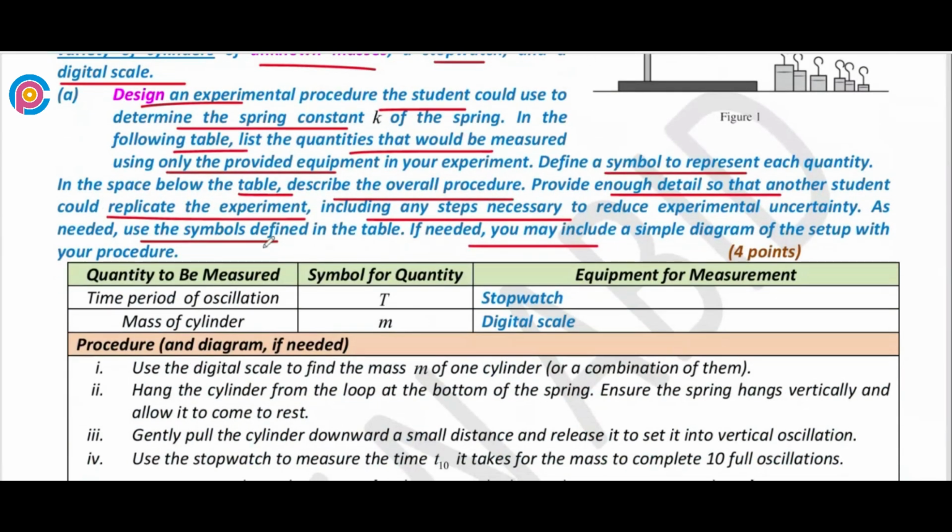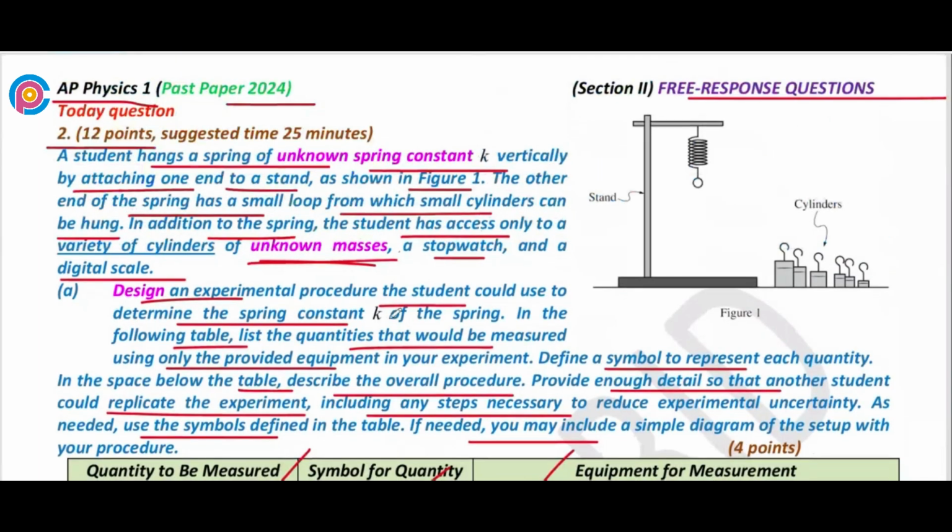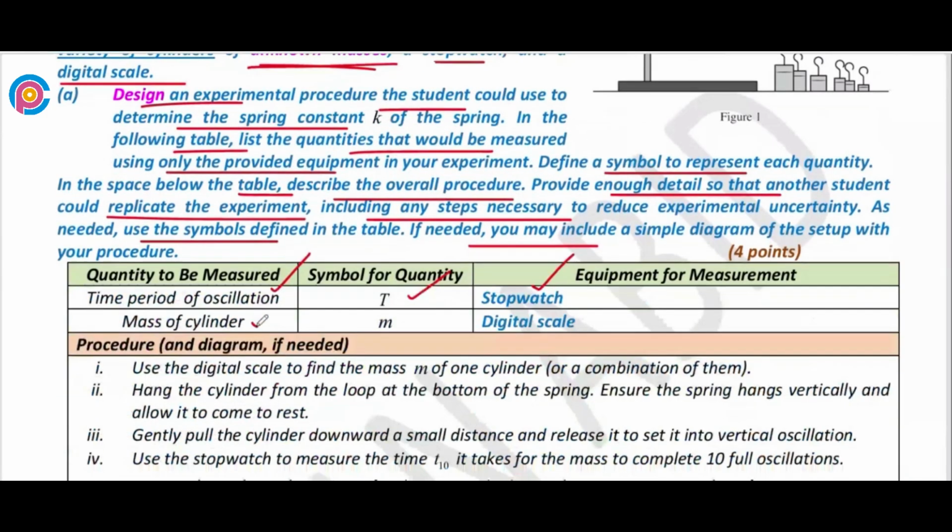Okay. Now, for the quantities to be measured, we have to measure the time period of oscillation. Its symbol is T. That's why we use the stopwatch. And there are different cylinders of unknown masses, so we have to measure the mass of the cylinder. That's why we use the digital scale. The symbol of the quantity is m.